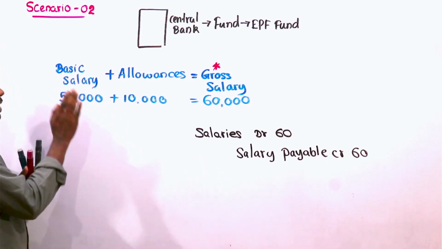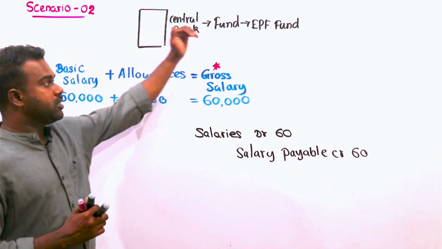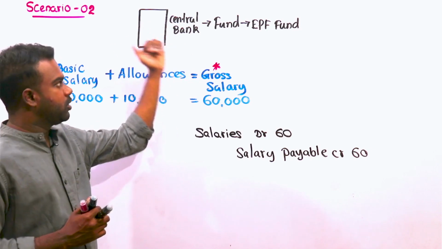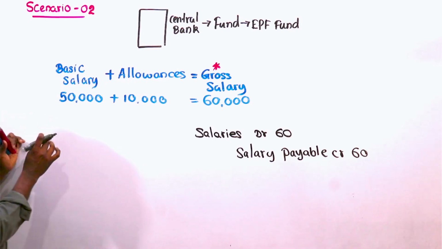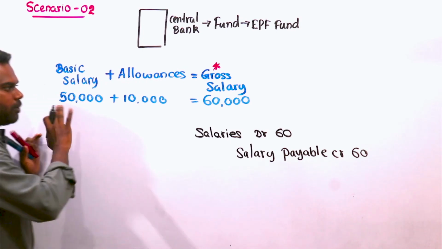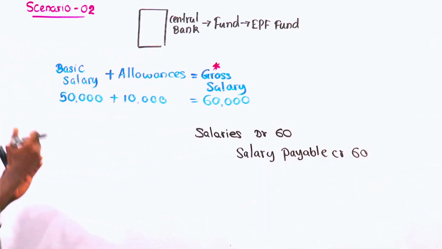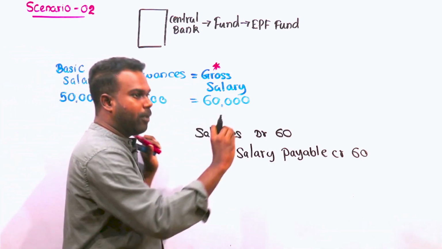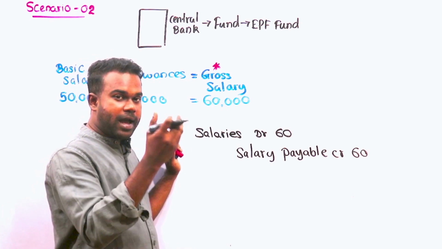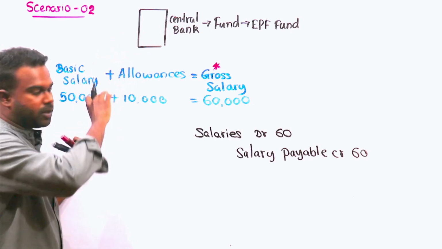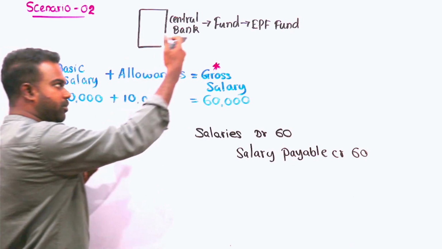Let's assume basic salary 50,000, allowances 10,000, gross salary 60,000. But this government institute, the central bank, normally tells the business: don't pay the total amount, the total payable balance, to the employee. Please deduct some amount and send it to this government fund. Don't pay all 60,000; deduct a percentage and send it to the government.